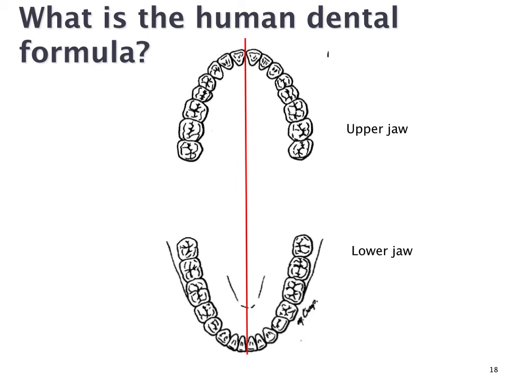So looking at the left of this red line, you can see that you've got 2 incisors. How many canines do you have? 1 canine, so 1 at the top, 1 at the bottom. 2 premolars, and finally 3 molars. So the human dental formula is 2, 1, 2, 3.